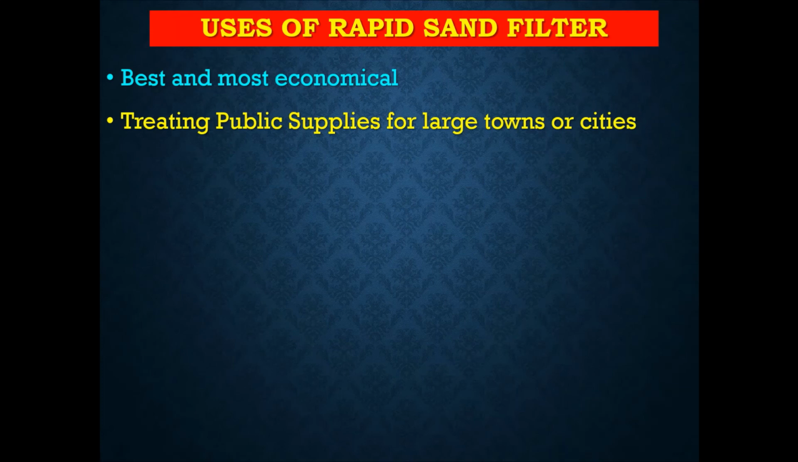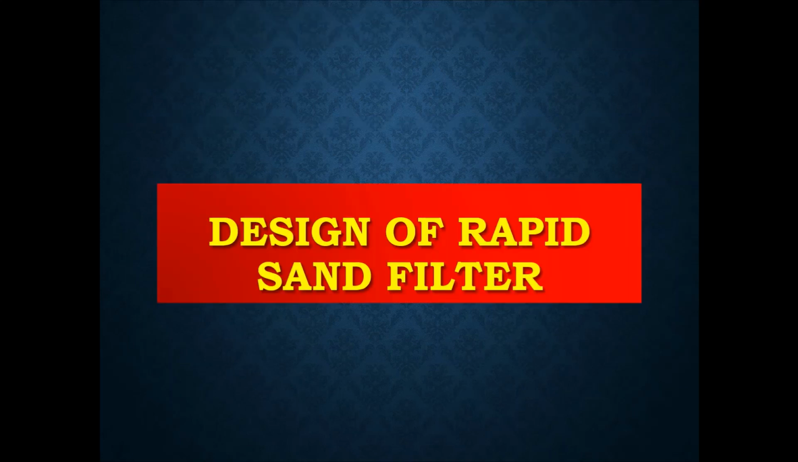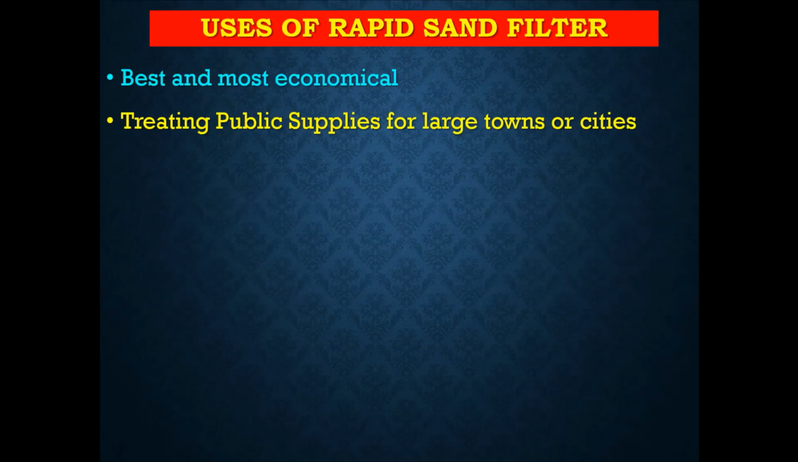And second, in the yellow color I have written, it is used by almost every engineer in India for public supplies for large towns and cities, which have a huge daily demand because they contain different sectors, from residential, commercial and industrial to institutional. To satisfy that need, you have no option but to construct the rapid sand filter. That is the importance of the rapid sand filter.